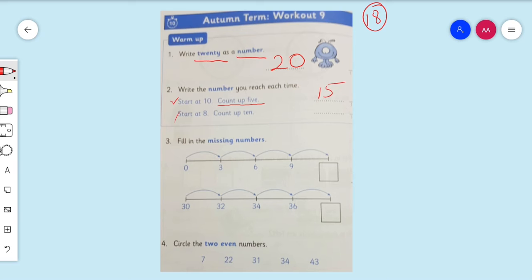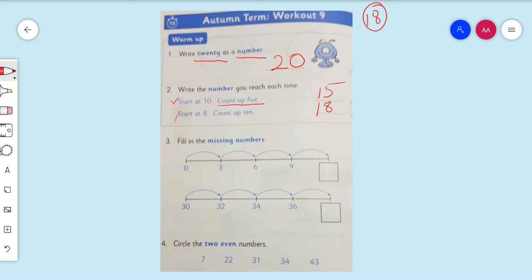Second, start at 8, count up 10. So from 8 we need to add 10 more. We know 8 plus 10 or 10 plus 8 makes 18. Well, let's count it. So from 8, 9, 10, 11, 12, 13, 14, 15, 16, 17, 18. That makes 18.